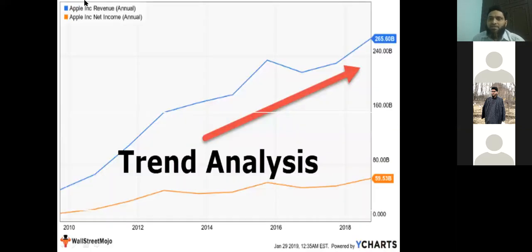Apart from this, apart from PE ratio, you may also go through trend analysis. If you want to measure how much returns you are likely to get, you can go through the profitability or income or revenue of any company, and you can see the trend of the past, and accordingly you can make a projection. So trend analysis or graphical projection is also used to measure the likely income.